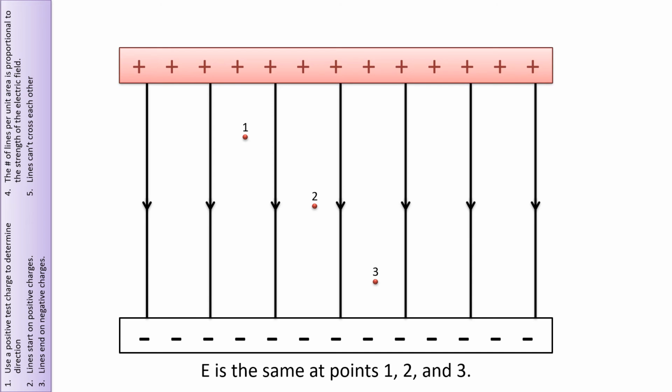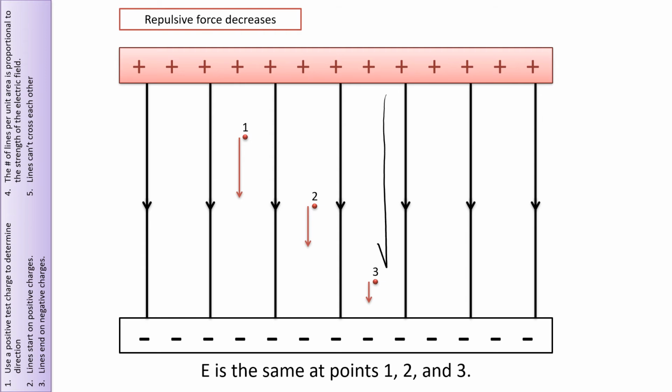So, you have this positively charged plate. That is true. And at point 1, if you put a positive test charge there, it would be repelled more than at point 2. See, it's a smaller vector. And at point 3, you're far away from this. So, yeah, you're not going to be repelled as much. See where I'm going with this? So the repulsive force decreases as you get further away from the positive one. But what's happening as you get further away from the positive one? You're getting closer to the negative one.